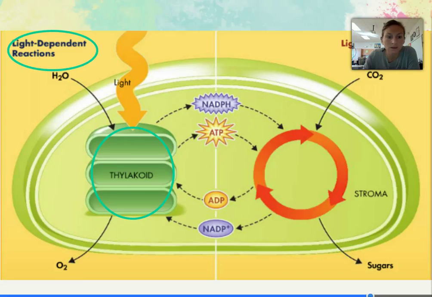And as you can see, we need several things. We need light, obviously, to get it started. That's hence the name, light-dependent. Water is going to be needed to provide the electrons and hydrogen ions. And what is going to be produced is actually going to be used in the light-independent reactions.